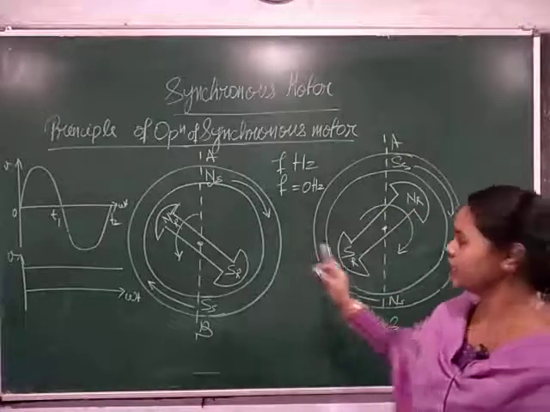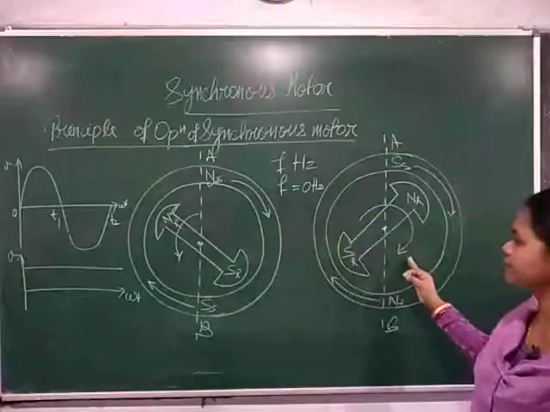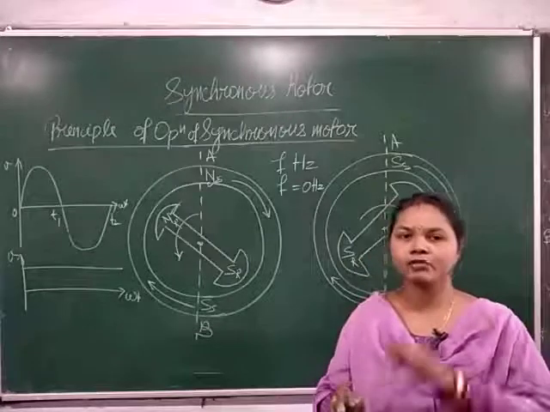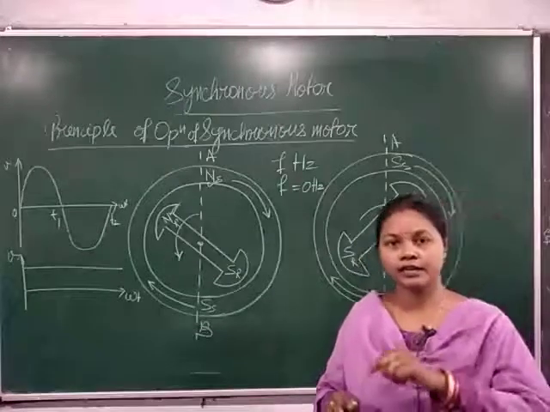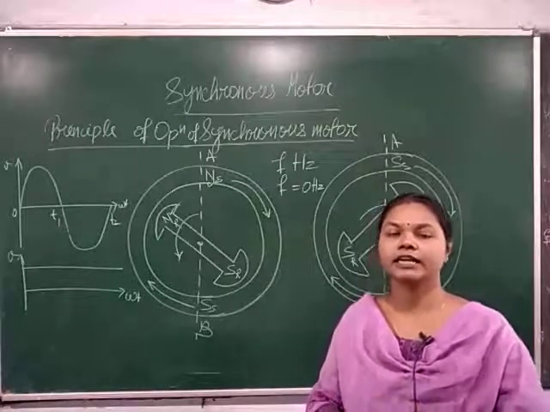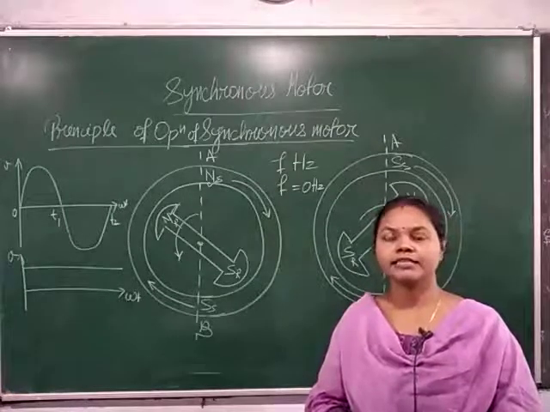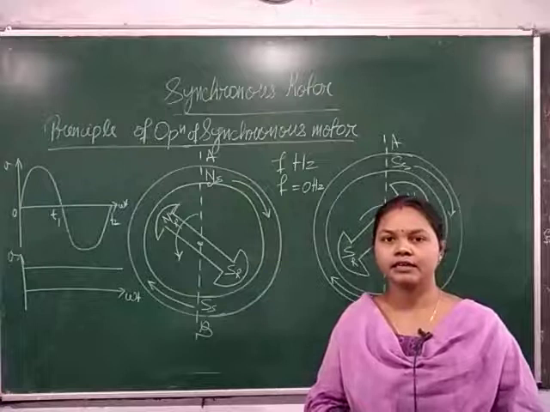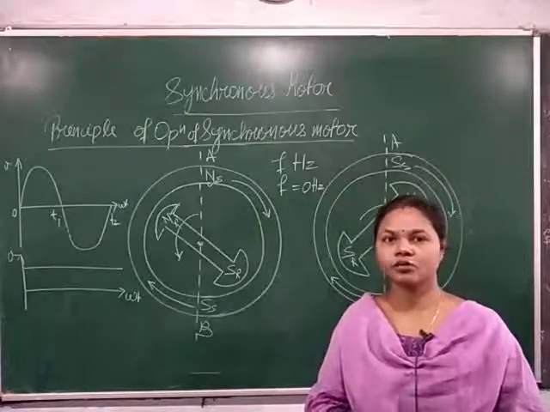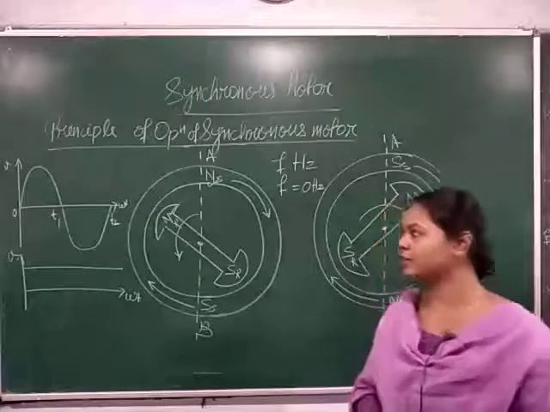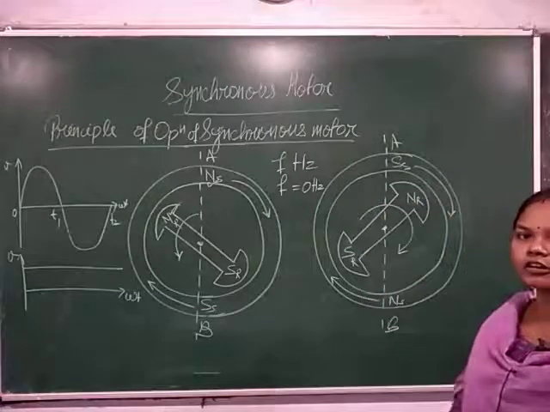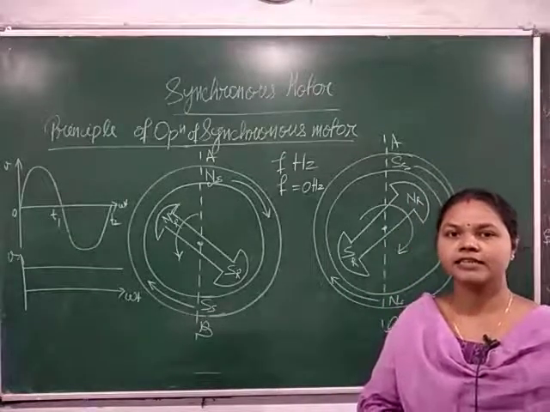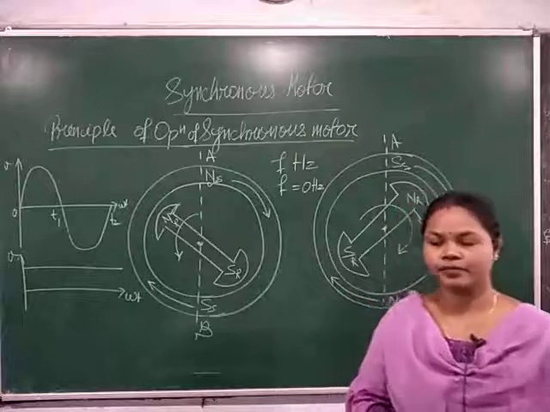But in both the positive half cycle and the negative half cycle, the rotor doesn't rotate synchronously. It just pulsates in one direction in one half cycle, then in another direction in the next negative half cycle. So a synchronous motor is not a self-starting motor. We have to make it self-starting. Two types of arrangement are required. One is the prime mover method, and another is the damper winding method. So first let us discuss the prime mover method.